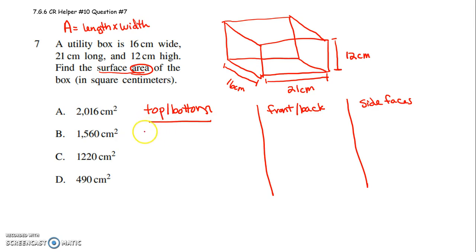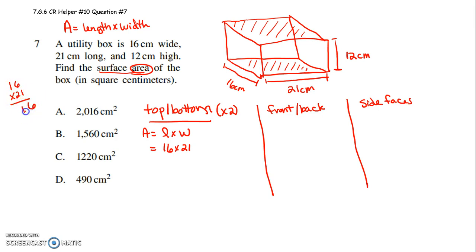So for my top and bottom, I'm going to do area equals length times width. And if I look at the bottom face, I'm trying to shade in for you that bottom face, and the top face up here will match it. That bottom face is 16 by 21. So we have to do 16 times 21. There's going to be 2 of those because it's a top and bottom, so we're going to multiply that by 2. I'll work that out off to the side.